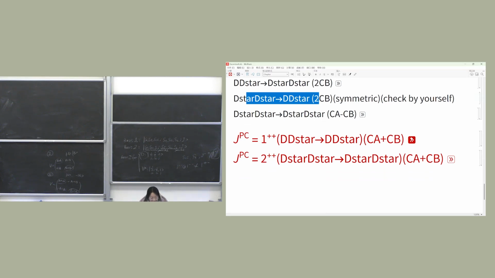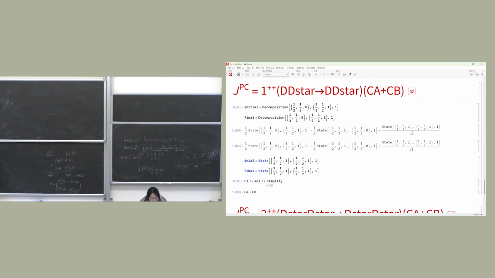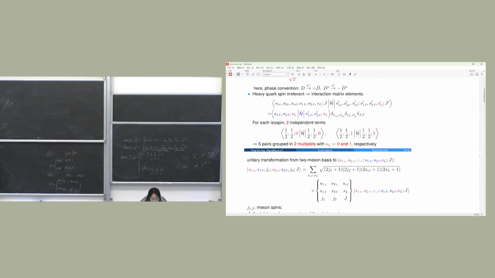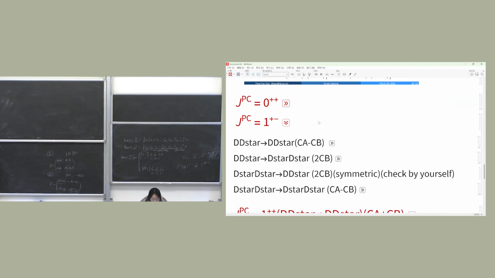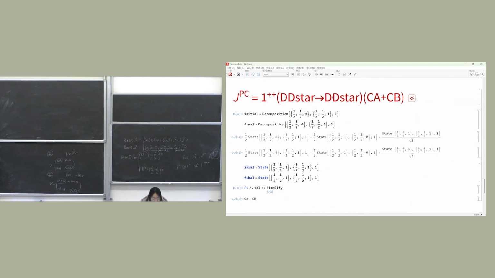For the others, for the 1^++ case, we can focus on here. Only one channel. 1^++ is this one: D D-star bar, D D-star. So it's D D-star to D D-star. Again, D is 1^+ 1^+ 0, D star is 1^+ 1^+ 1, and the total spin is again 1.